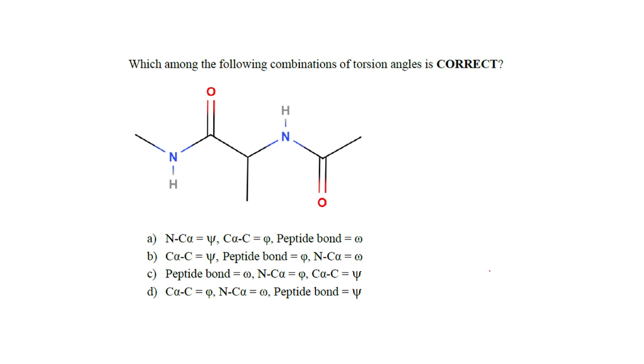So the first question starts with a diagram which says find which among the following combinations of torsional angles is correct. So basically you have to find the phi, psi, and the omega. As I discussed previously, this torsional angle is basically the plane. Four atoms are basically involved over here. So if you see that, it is relating to the backbone.